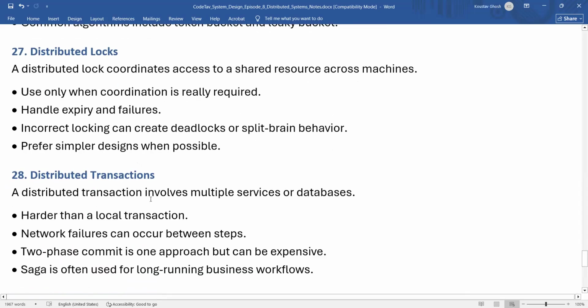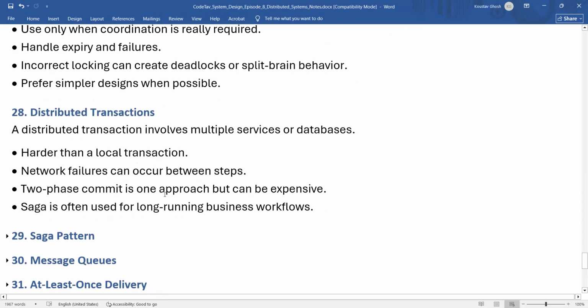Next is distributed transactions. So now imagine an order requires multiple operations like create order, make payment, reserve inventory, create shipment. So these operations may belong to different services. How do we make sure everything succeeds together? So this is the distributed transaction problem. A traditional database transaction is easier because everything may happen inside one database. But across multiple services, network failures can occur between steps. That's why distributed transactions are much more complicated.